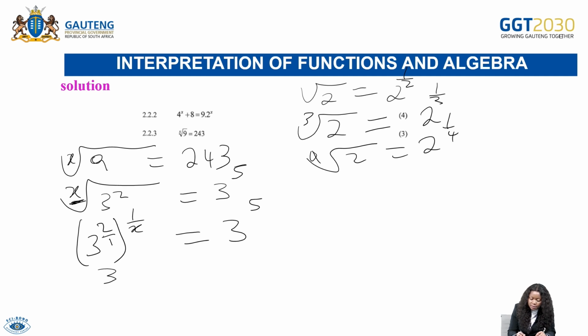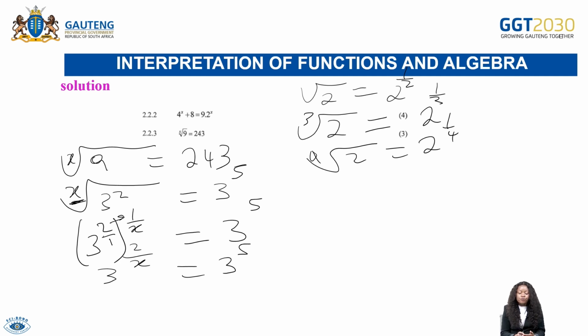So let's do our multiplication. 2 times 1, the numerators multiply each other. So 2 times 1, I'll get a 2 all over 1 times x. Sorry, 1 times x, you'll get an x. It is equal to 3 to the exponent 5.